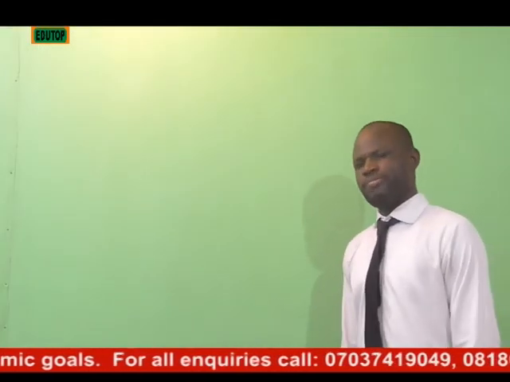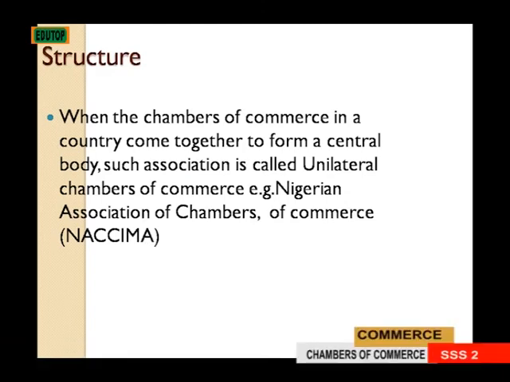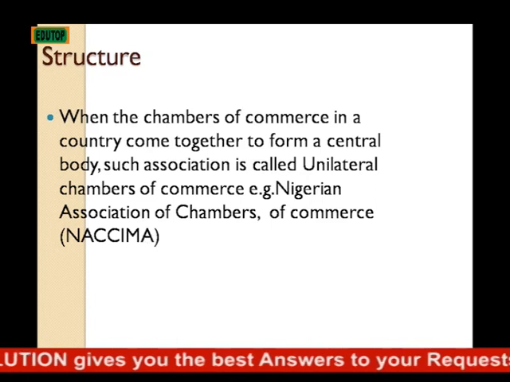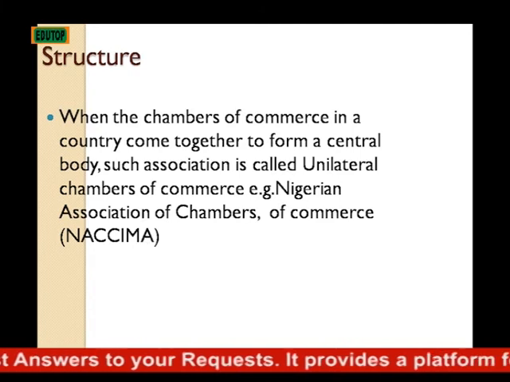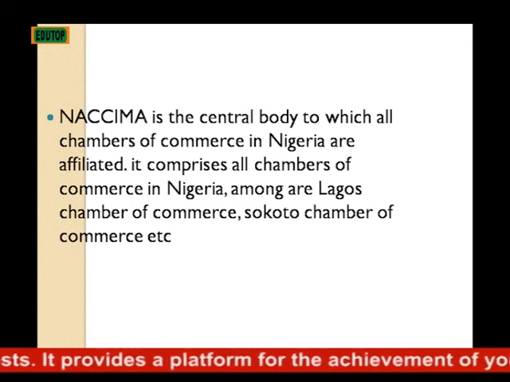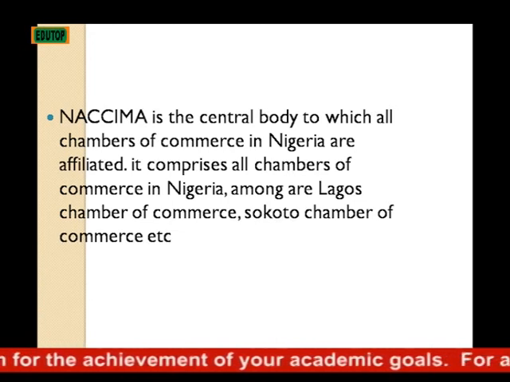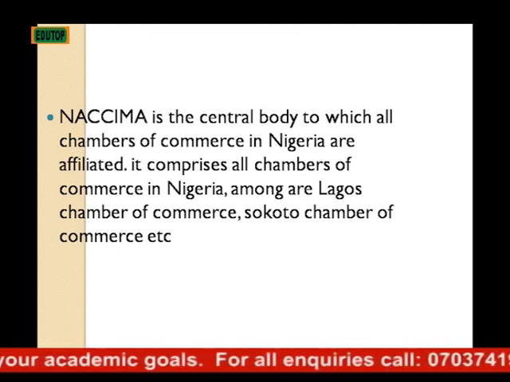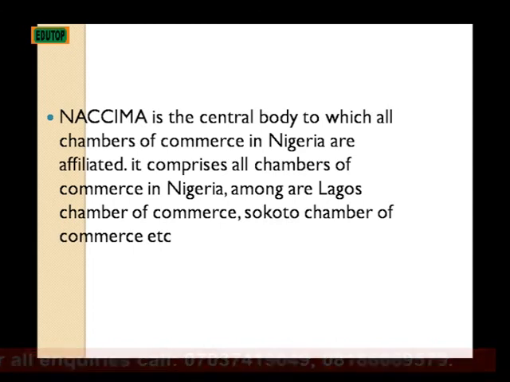Let's look at their structure. When the chambers of commerce in a country come together to form a central body, such an association is called a unilateral chamber of commerce. For example, we have the Nigerian Association of Chambers of Commerce, that's what we call NACCIMA. NACCIMA is the central body to which all chambers of commerce in Nigeria are affiliated. It comprises all chambers of commerce in Nigeria, among them Lagos Chamber of Commerce, Sokoto Chamber of Commerce, Kano Chamber of Commerce, etc.